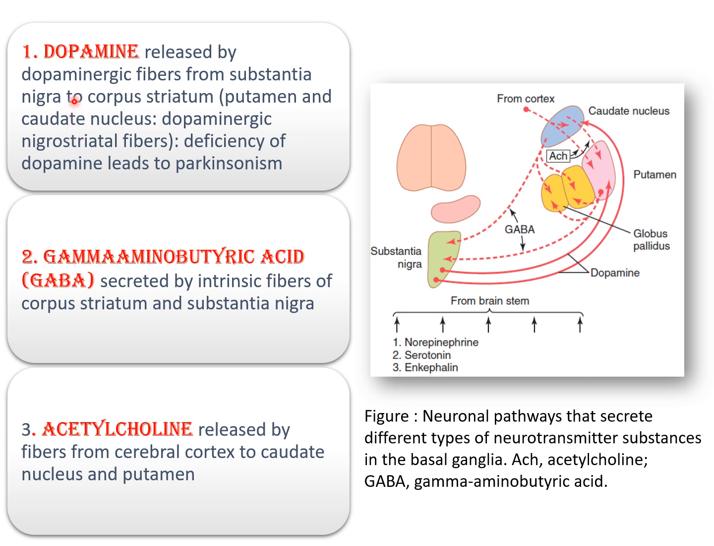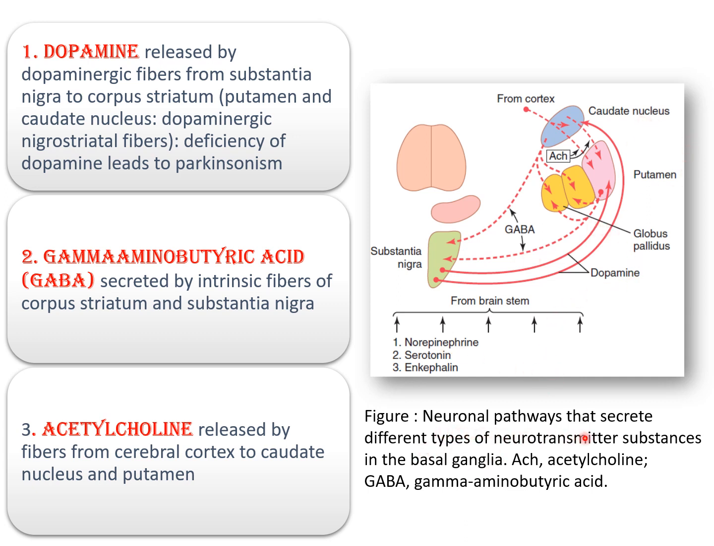First of all, dopamine is released by dopaminergic fibers from the substantia nigra to the corpus striatum, putamen and caudate nucleus, the dopaminergic nigrostriatal fibers. Deficiency of dopamine leads to Parkinsonism.